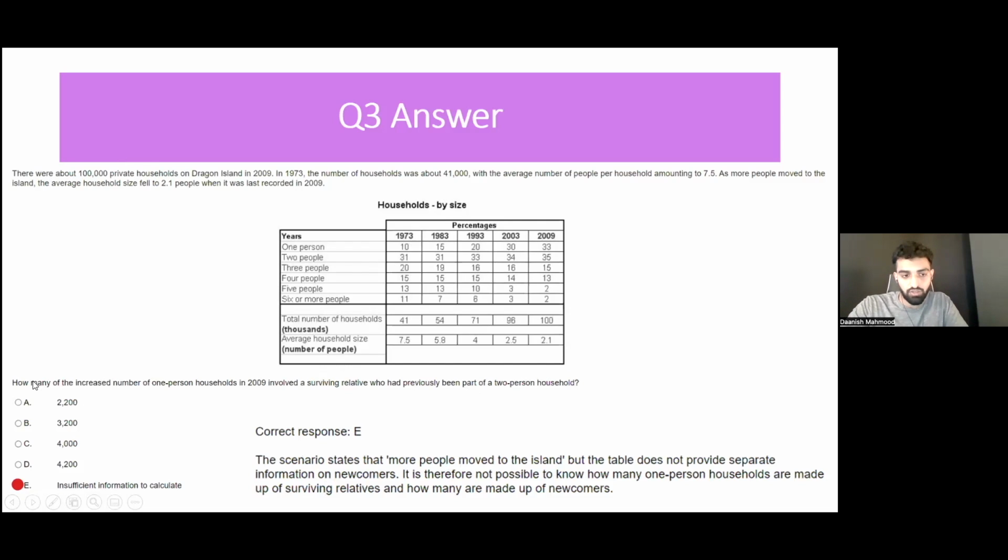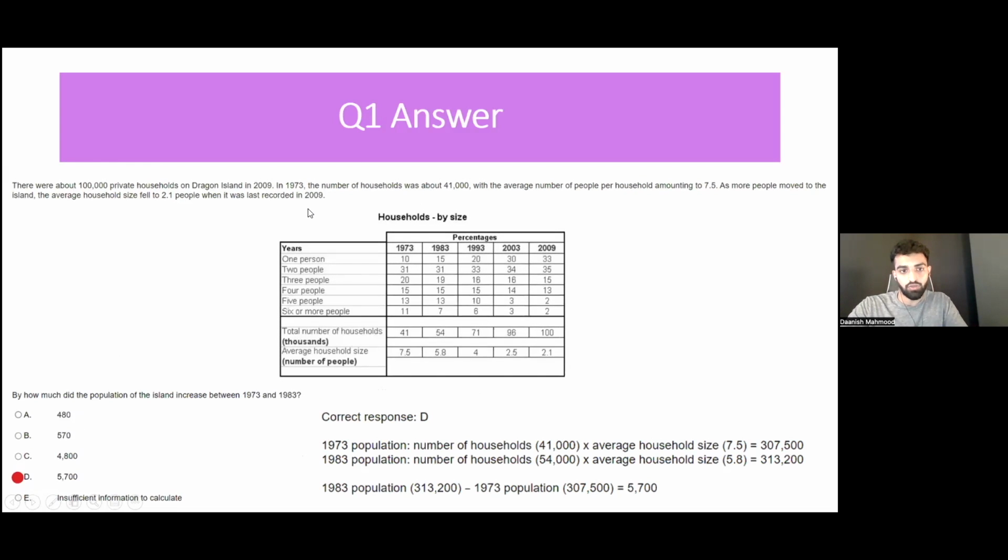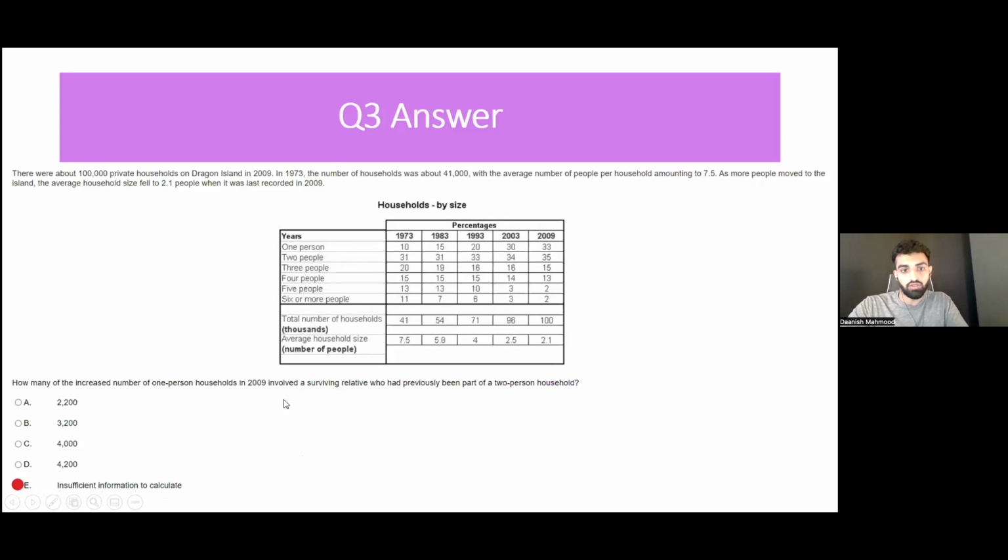For this type of question, this is where you want to actually read the first sentence. So far in question two and question one, you literally don't need this first sentence. You know the data, you just need the table. But question three is where maybe you would want to have a quick glance and check. Okay, does it say anything about people who have previously lived in a two-person household? They haven't, so the correct answer is E.